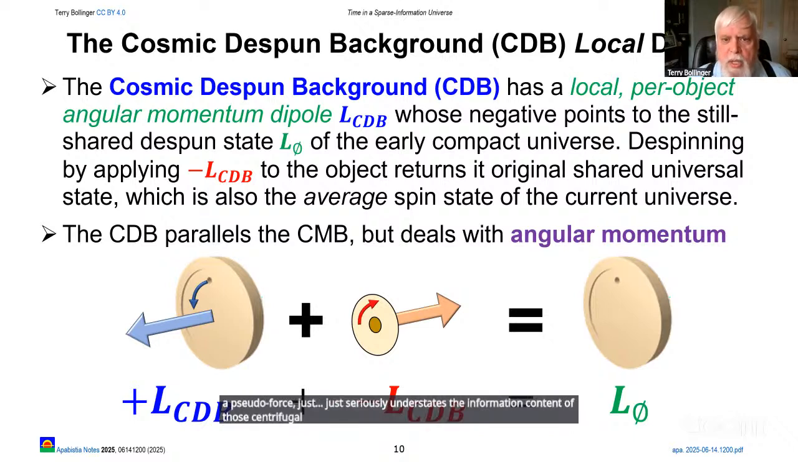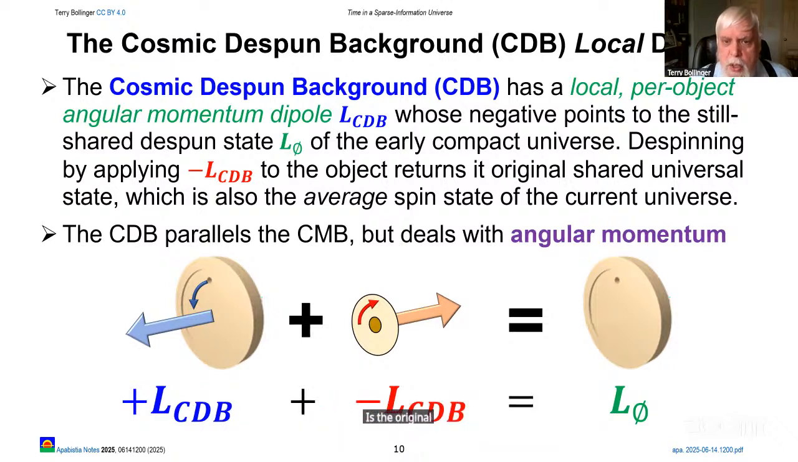They are telling you a lot of information, not just about where you are in the universe, but about the origin of the universe. The L null state is the original state of the entire universe, and you can find it by canceling out centrifugal forces.